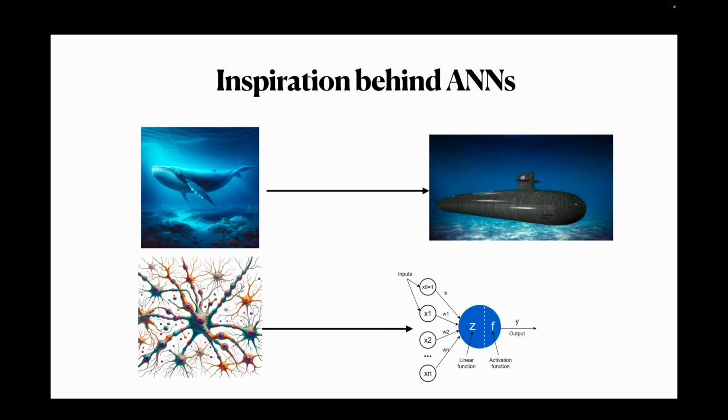For example, we have developed submarines based on whales, but we can argue that it has nothing to do with whales. It just looks the same. And you can say the same thing for artificial neural networks, to the extent that so many of the researchers have argued that we should change the name of neurons to units to distinguish between that.